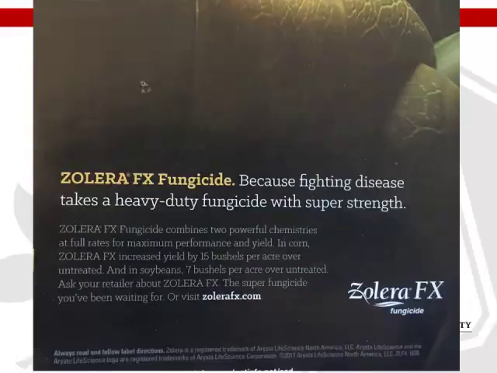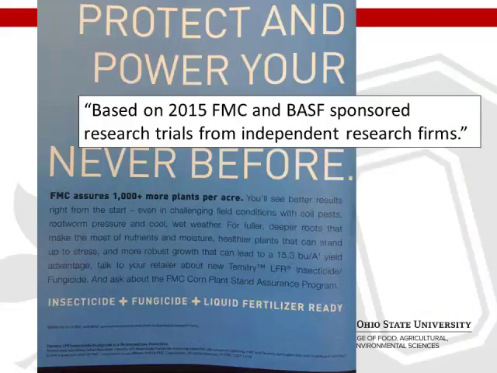This one's for a fungicide. And it says that we have a 15 bushel per acre increase over untreated in corn and a 7 bushel per acre over untreated in soybeans. And I think this one gives no information at all on that ad about how those numbers were arrived at. So does that throw up a red flag for anybody? All right, good. And the fine print's really hard to read.